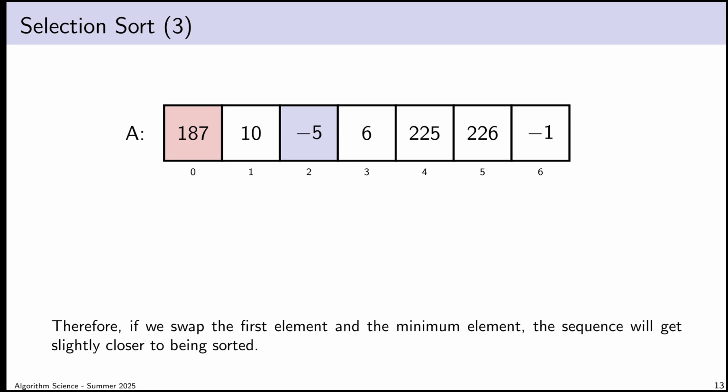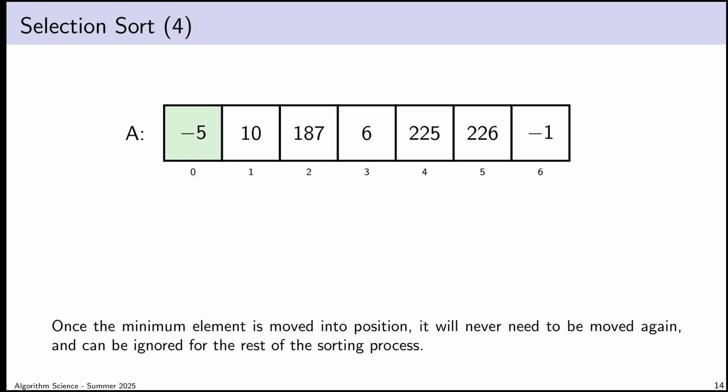So 187 is occupying index 0. Okay, how about this? I'm going to put -5 there. And we'll just put 187 here for safekeeping. I can't delete it, obviously. I have to keep it around, so we'll just swap the two of them. Great. And once I've done that, my array is now a little bit more sorted.